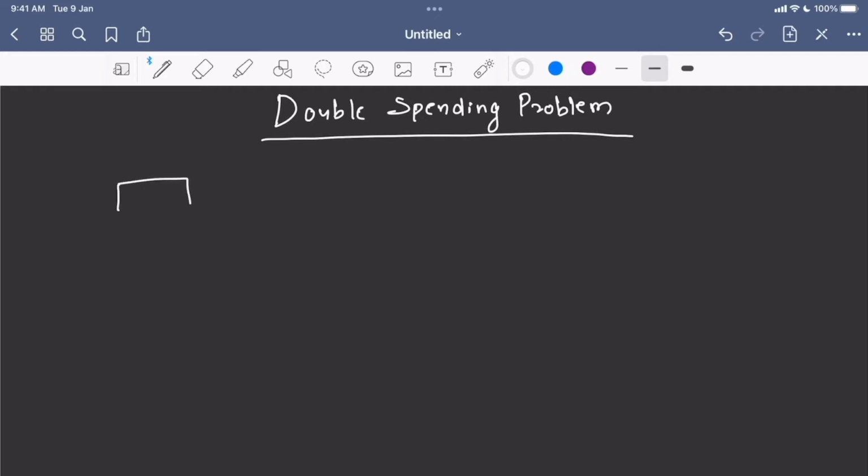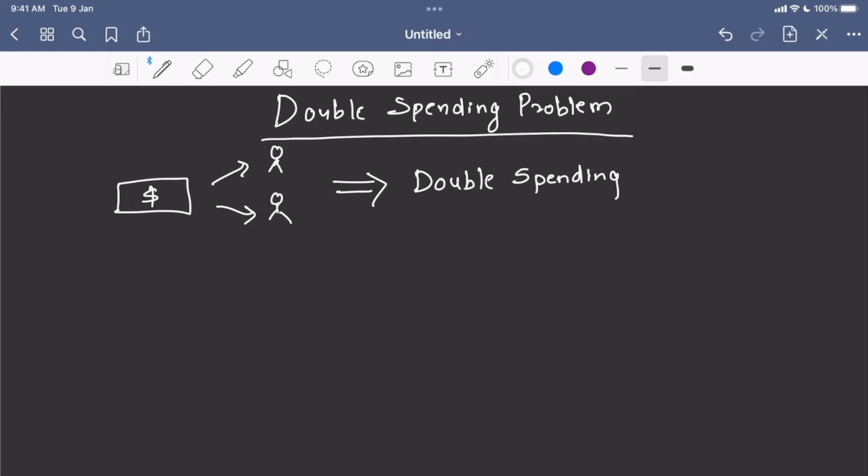So if you have a currency, let's say I have a dollar currency and I am able to spend the same currency to two different people. That means I am using the same $1 bill. In a very fundamental sense, I'm using the same $1 bill and I'm buying maybe some chocolate and buying some other commodity using the same bill. Then I would say that if I am able to do this, then this type of transaction has a double spending problem.